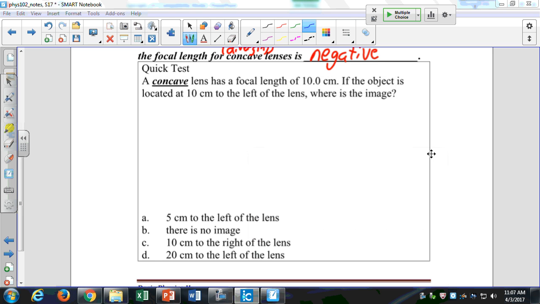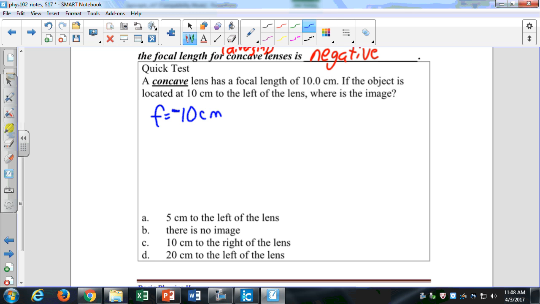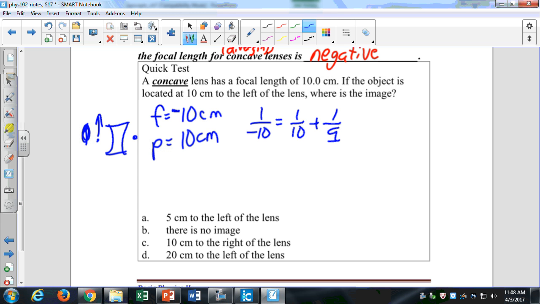Let's see. So here my concave lens has a focal length of 10 centimeters, but because it's concave, it's negative. And then the object, P, is located at 10 centimeters. So if I'm looking at my concave lens, my object is over here. Focal point is here and here. Actually, it looks like it's located at the focal point. And then I can calculate Q. I have 1 over negative 10 equals 1 over 10 plus 1 over Q. That's negative 2 over 10 equals 1 over Q. I subtracted 1 over 10 from both sides, and that became negative 2 over 10. That's negative 1 over 5, so Q is equal to negative 5 centimeters.